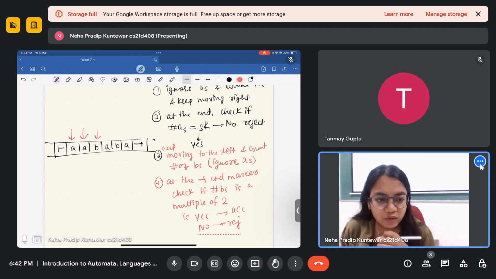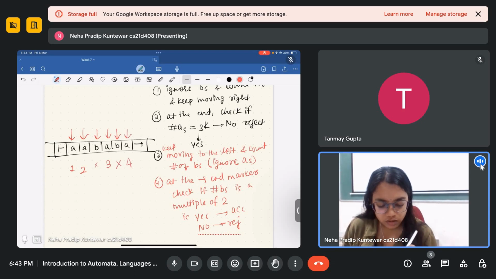You see a B. We are going to ignore. So the current count is 2. This is going to be ignored. Then you move to the right. Number of A's is now 3. Then you move to the right. You see a B, ignore it. Move to the right. Number of A's is 4. And then you move to the right and you reach this end marker. It tells you that okay, you have finished reading the input.